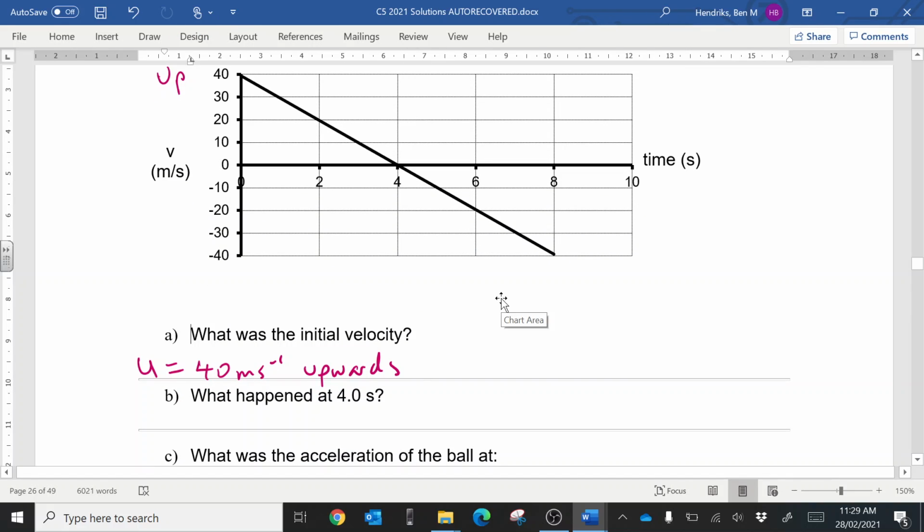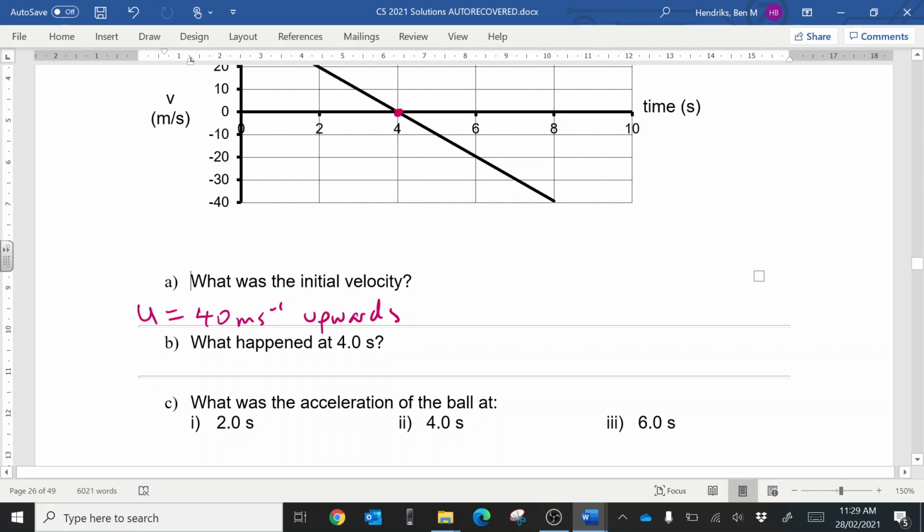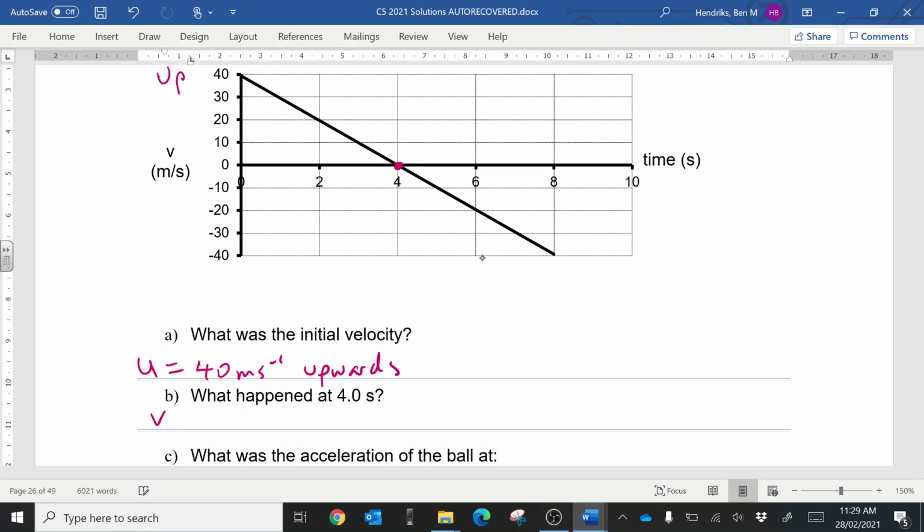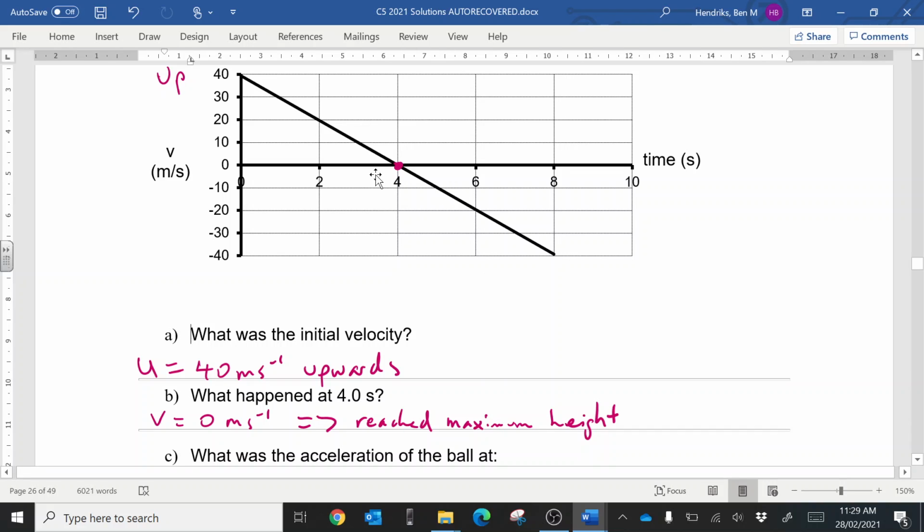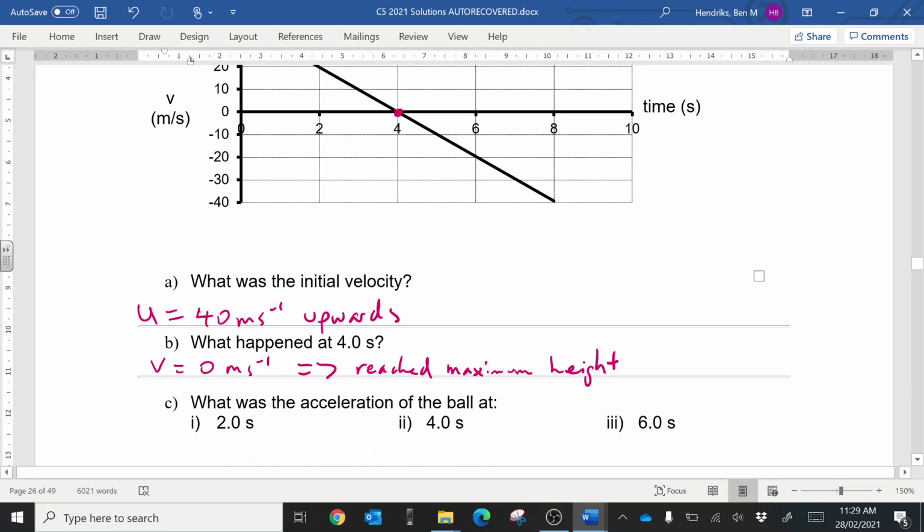What happened at 4 seconds? Well, at 4 seconds, our velocity is equal to 0 meters per second. And what does that imply? That implies that we reached our maximum height, because it has to stop. So it gets to its highest point, then it stops, and then it falls back down.